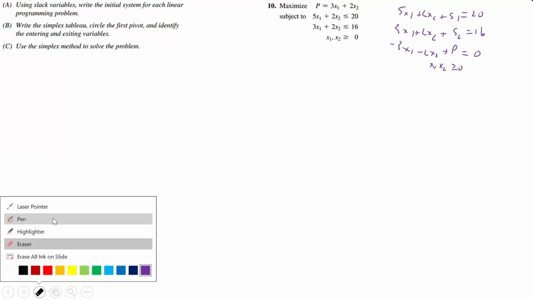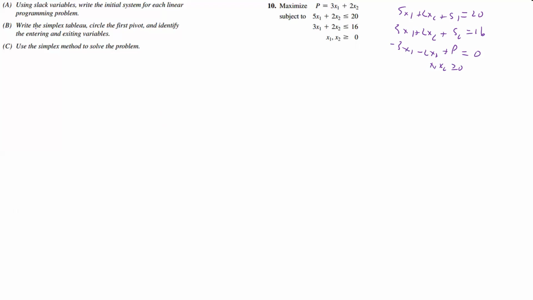And now we're going to start by writing our initial simplex tableau. First things first, we write x1, x2, then s1, s2, then a P, and then we put a line after that. Then we put our slack variables to the left, S1, S2, and over here we'll put a dotted line, and this is also going to be our P.